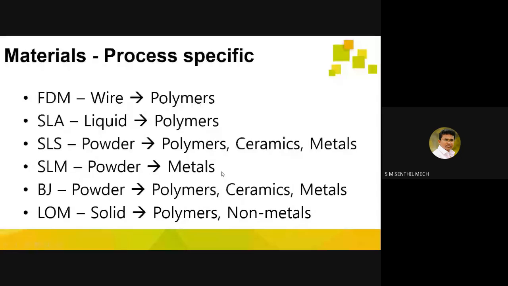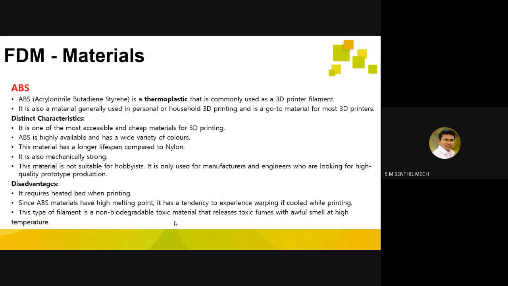For the binder jetting process, we'll again be using powder materials as a raw form, and the material types will be polymer, ceramics, and metals. For laminate object manufacturing, we'll be using solid form materials, usually polymers and non-metals. With this note, we have been discussing the various FDM materials so far.